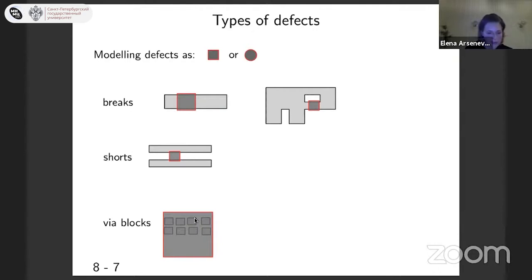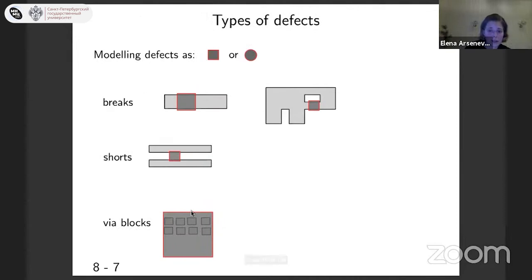So via blocks is... But topology still changes. Topology still changes, that's true, yes. Okay. So, but here, yes, if I just overlapped two or three or four of these squares, but some square would survive, then I still would be fine. Okay, so I didn't get this, yes, so thanks. Right, so these are three types of defects which we will talk about.